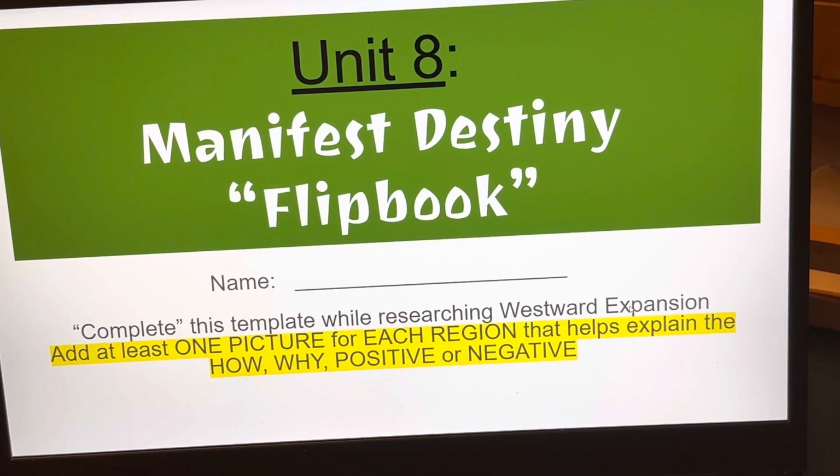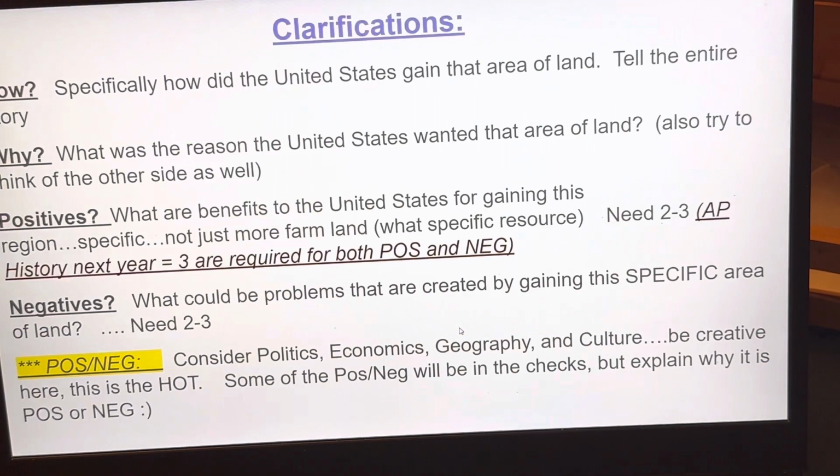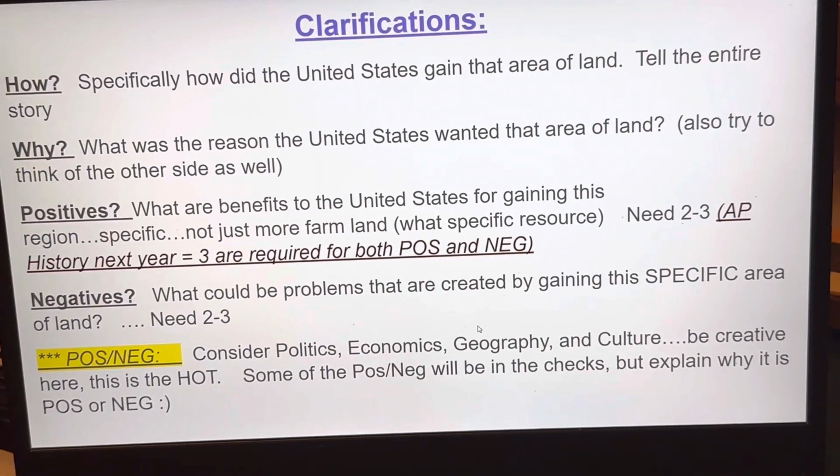So when we get done with an area that we added as part of Manifest Destiny, you should be able to answer all the questions. You're going to be explaining how we got that region, the why, the positives and negatives, and then as it says in yellow here, you're going to add a picture for each region that somehow fits one of those categories. So what I did is I gave a clarification slide.